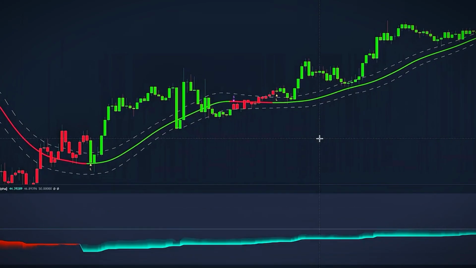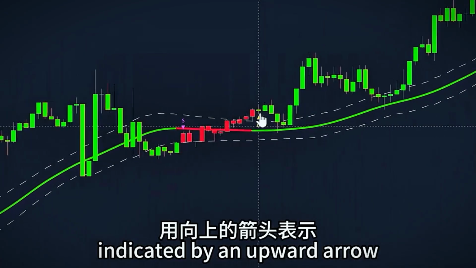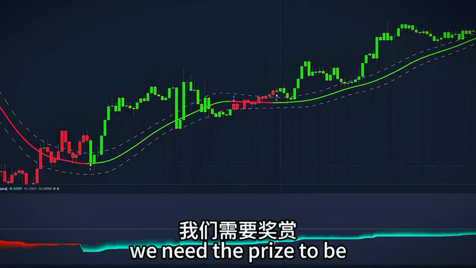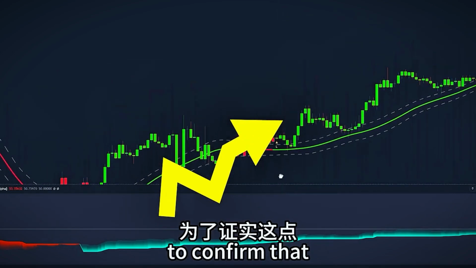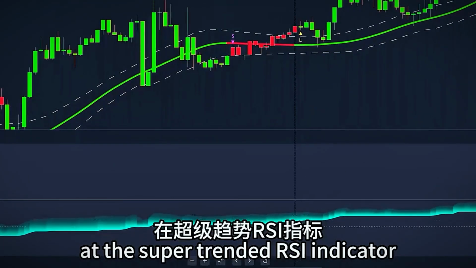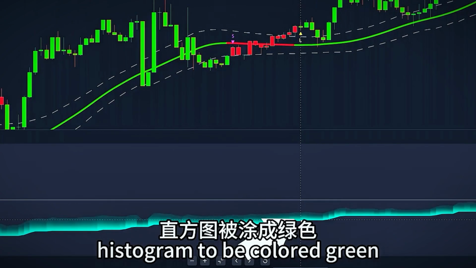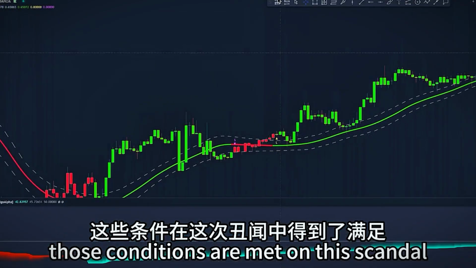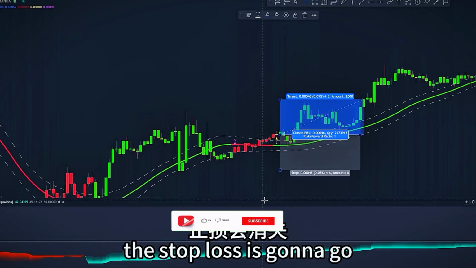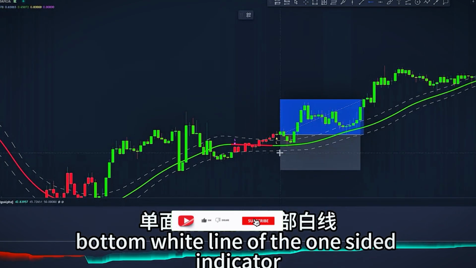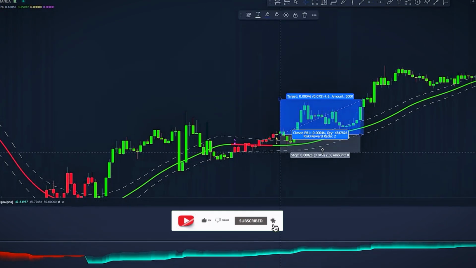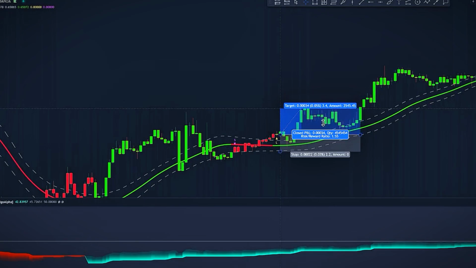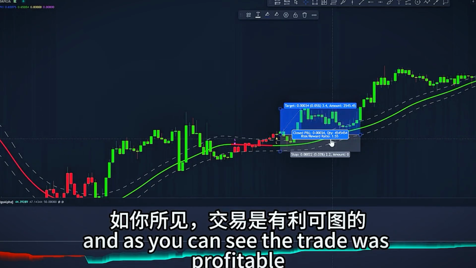It's actually really simple. You just want a long signal to be printed, indicated by an upward arrow like this. And then, by the time the long signal is printed, we need the price to be in a bullish trend. To confirm that, we just want to take a look at the Super Trended RSI indicator. We need this histogram to be colored green to indicate that the trend is bullish. Those conditions are met on this candle, so we're gonna take a long position. The stop loss is gonna go right at this bottom white line of the one-sided indicator. The take profit is gonna be at 1.5 times the risk. We let the trade run, and as you can see, the trade was profitable.